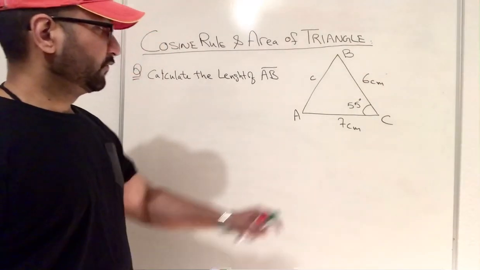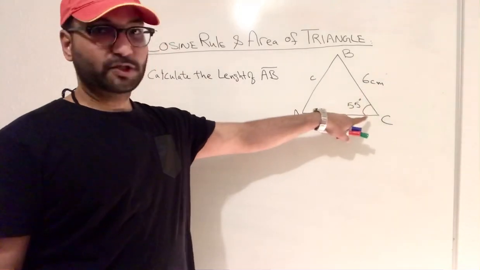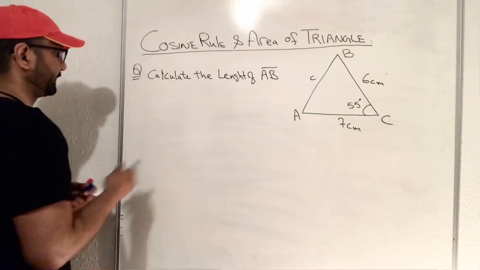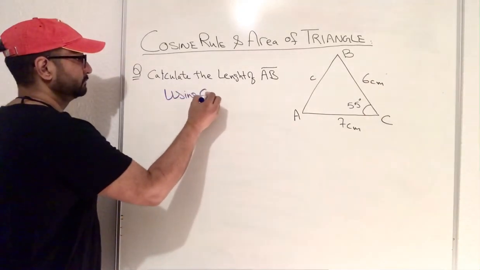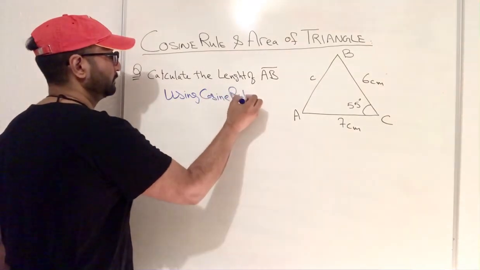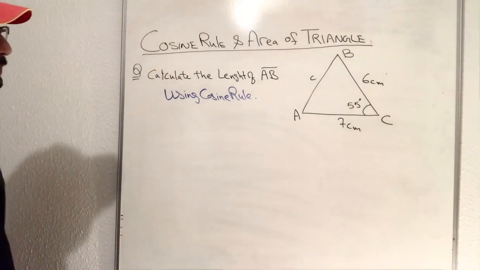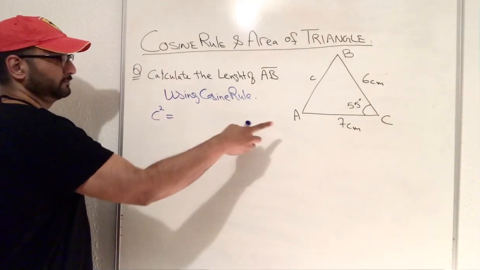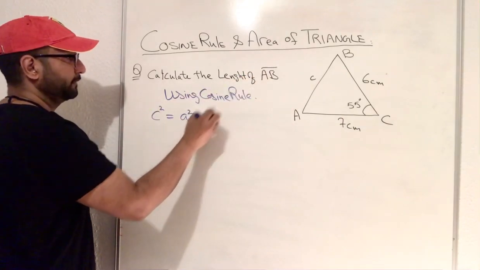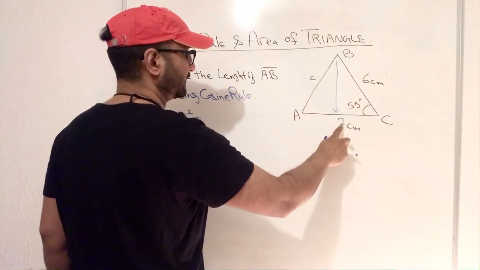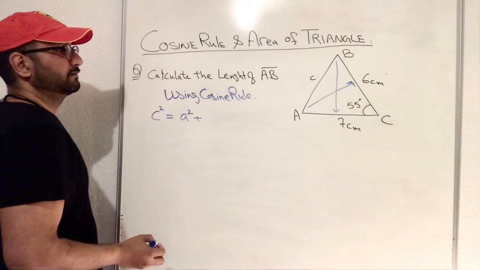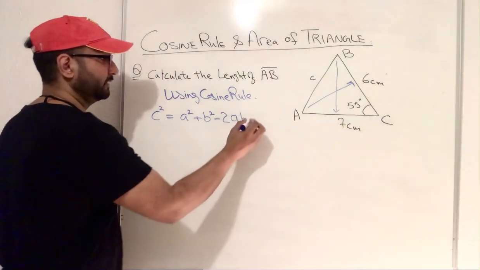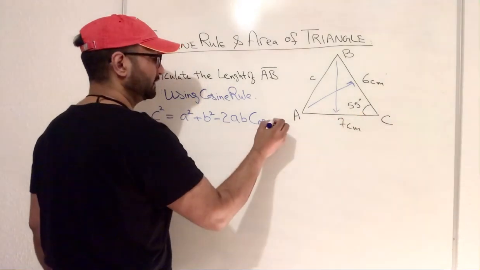Now you can see we have two sides, and between the two sides we have one angle. So now we have to use the cosine rule. We can write down here using the cosine rule. When you're using the cosine rule, you need to see which formula you will use. You need to find that side. So c squared equals a squared plus b squared minus 2ab multiplying cos of the between angle C.